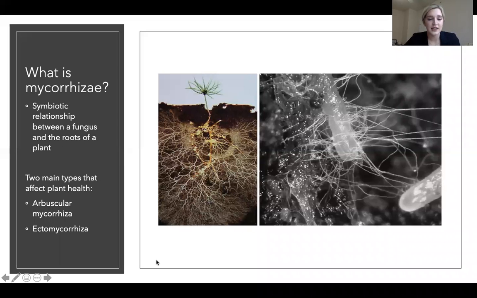What is mycorrhizae? Mycorrhizae is a symbiotic relationship between a fungus and the roots of a plant. Rhiz actually means root, so it is quite literally a fungus and a root in their connection. There are two main types that affect plant health: arbuscular mycorrhiza and ectomycorrhiza.